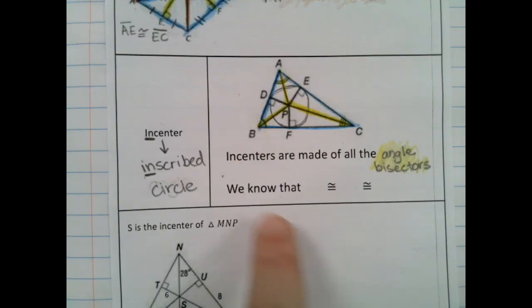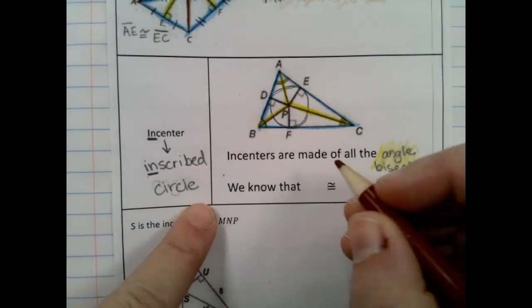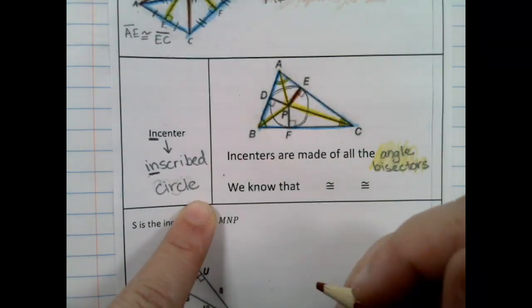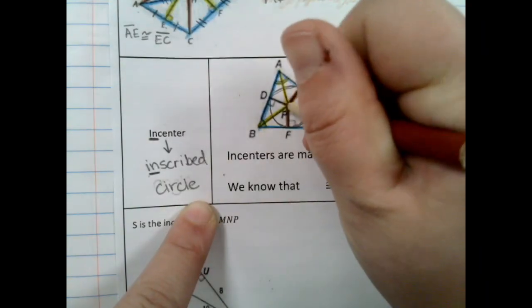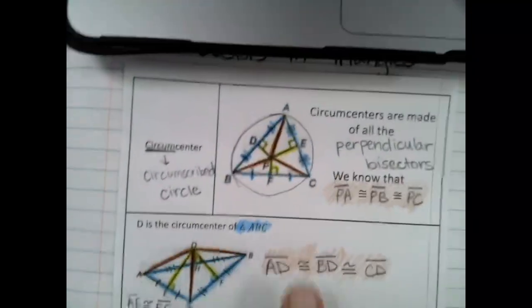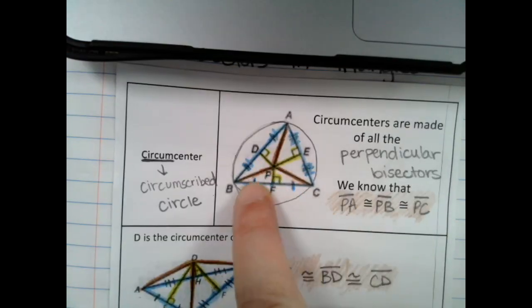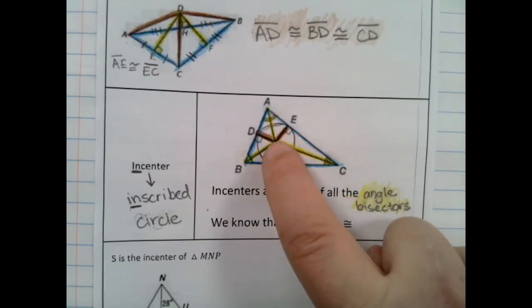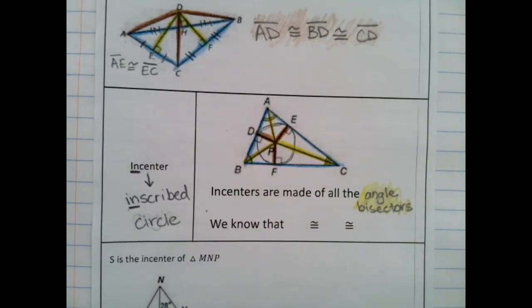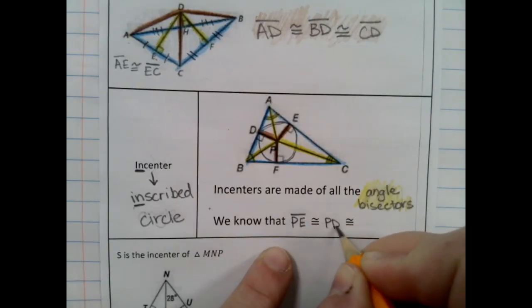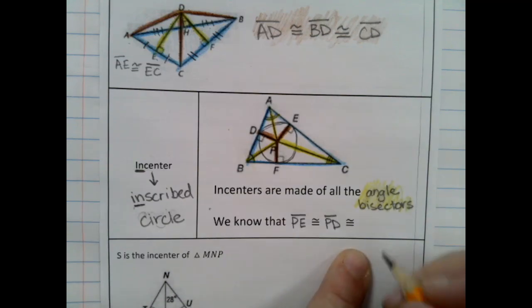So for this one, in this circle, what's our radii? P to what? Yeah, P to E would be the same as PF, which is the same as PD. So before, in a circumcenter, we were going from the circumcenter to the vertex, to the angles. This time we're going from the incenter to the edges, to the sides. So PE is the same as PD, which is the same as PF.